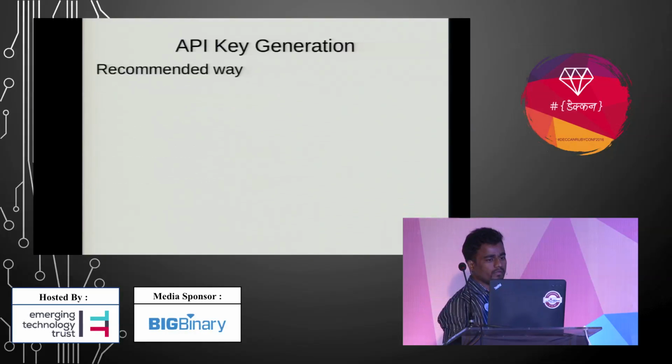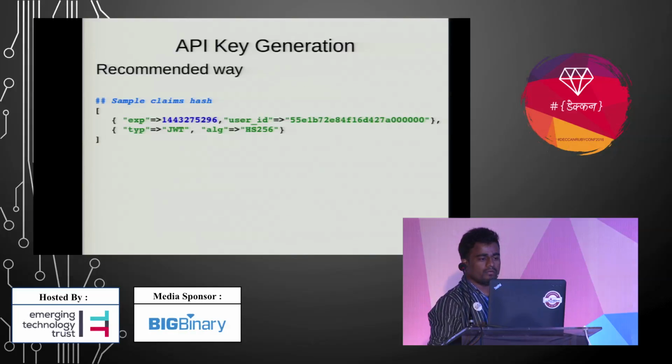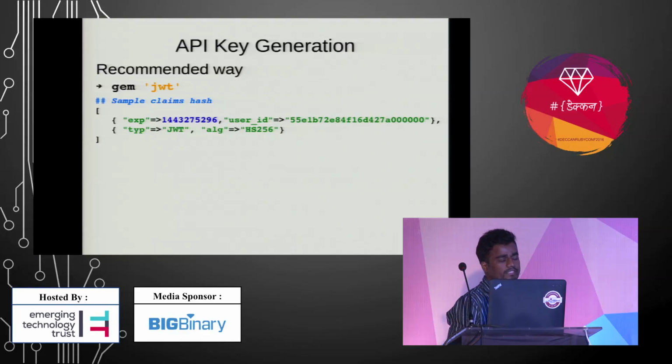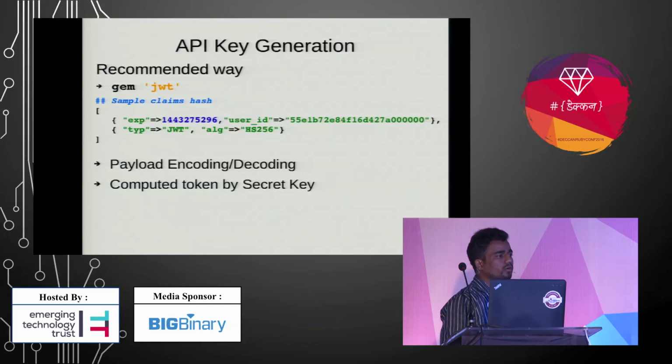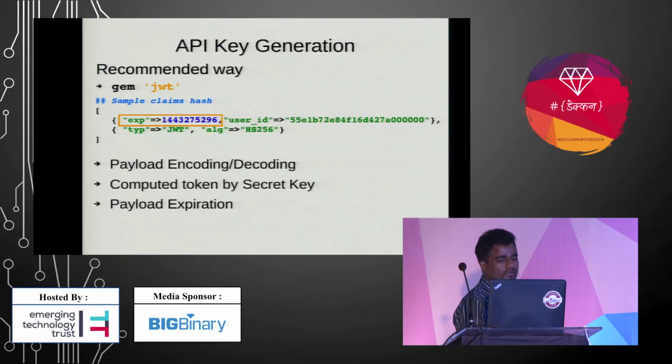And the second way to generate an API key, which is the recommended one, is using JWT, that is JSON Web Token, which offers you to decode your payloads. If you notice, our payload should have some key information about the user, so that you can identify your resource depending on your payload. JWT gives you a computed token against some secret key. It also allows you to expire your payload after some time or an unspecified time.